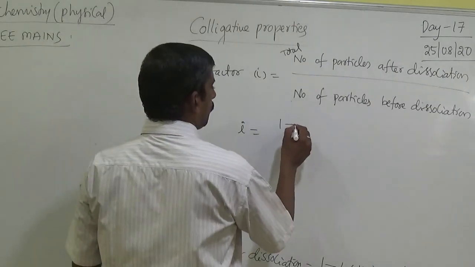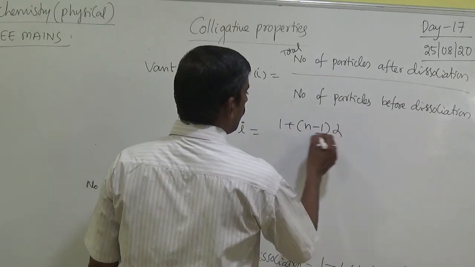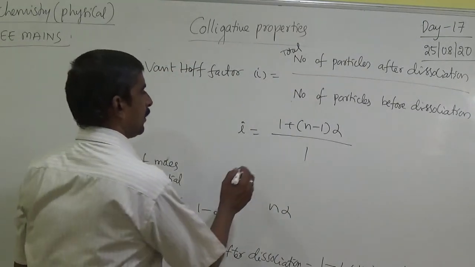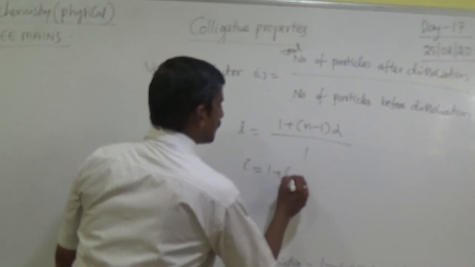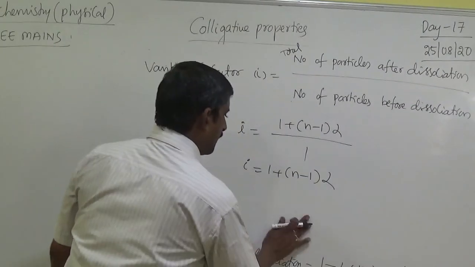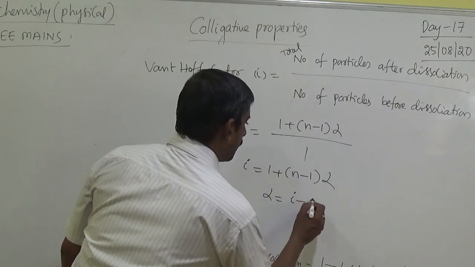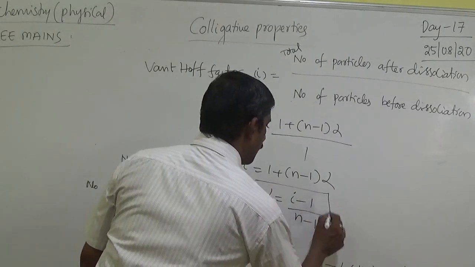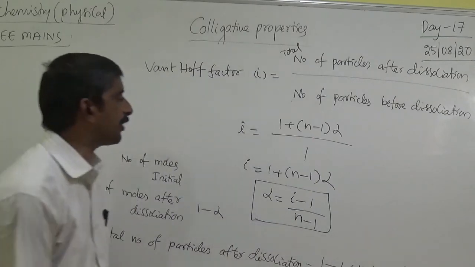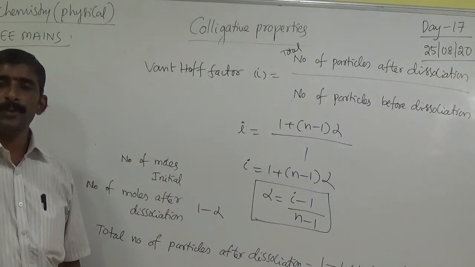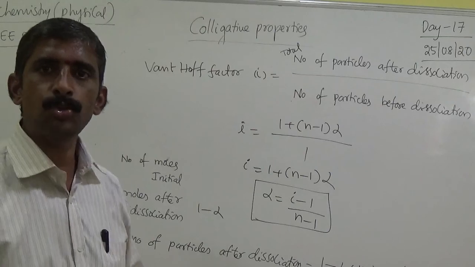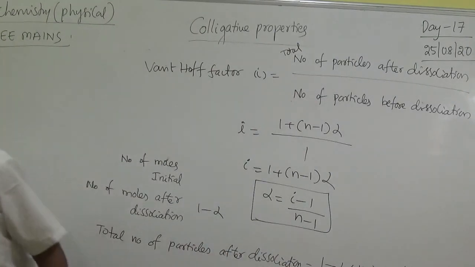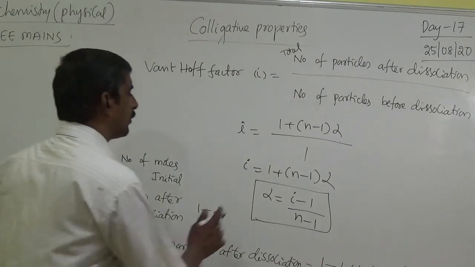That means 1 plus (n minus 1) alpha, divided by initial, which is only 1. Simply i equals 1 plus (n minus 1) alpha. Next, alpha equals (i minus 1) divided by (n minus 1). That is a very, very important formula for the degree of dissociation, if a solute undergoes dissociation. Finally, degree of dissociation alpha equals (i minus 1) by (n minus 1). That is very important.